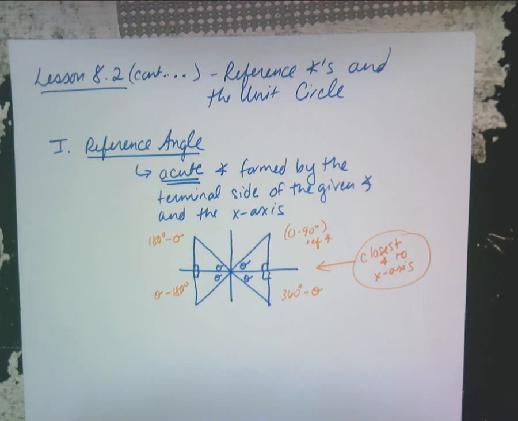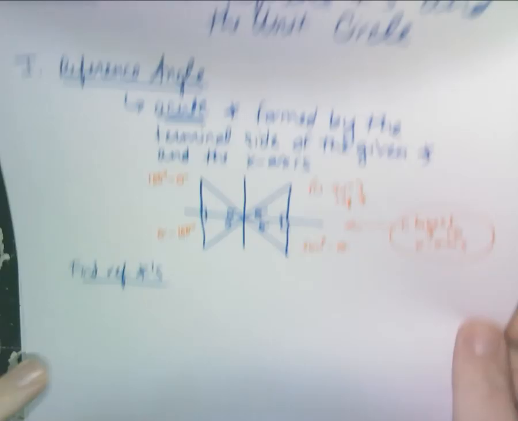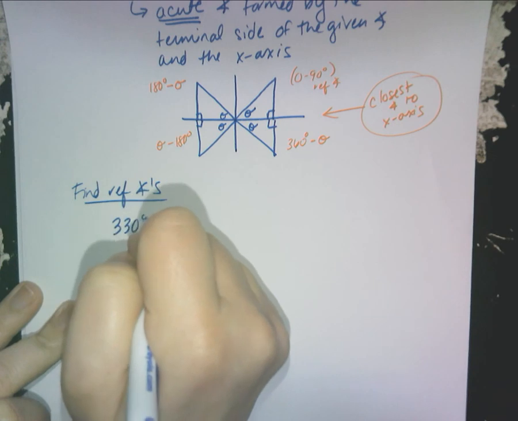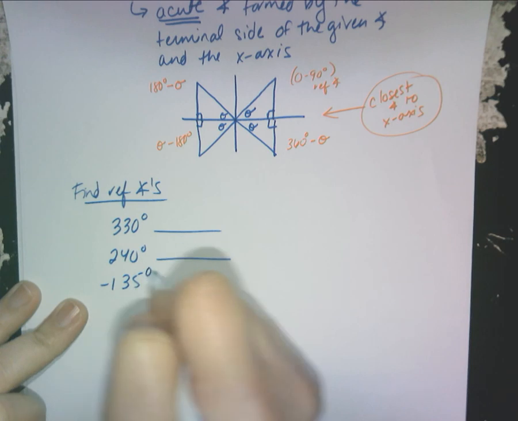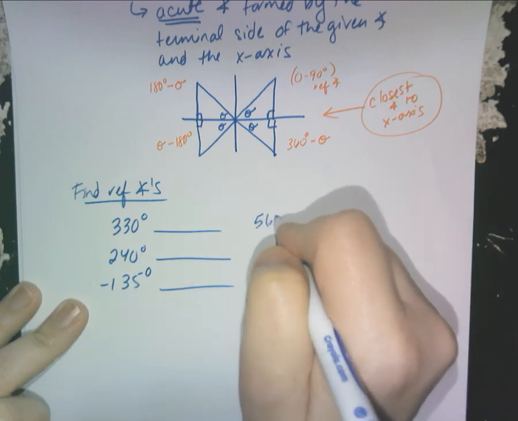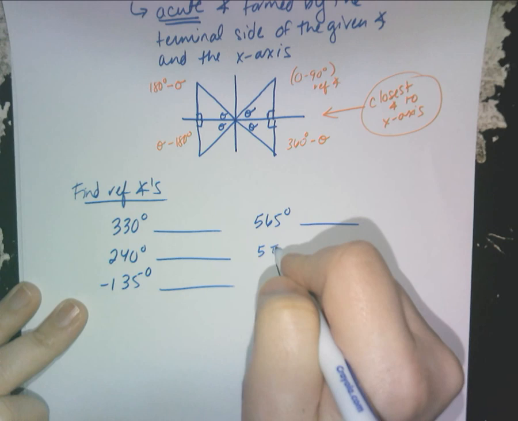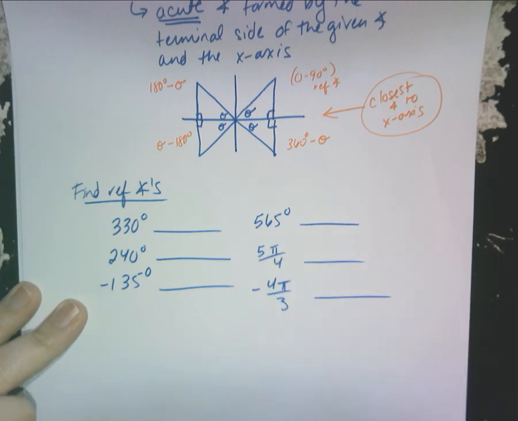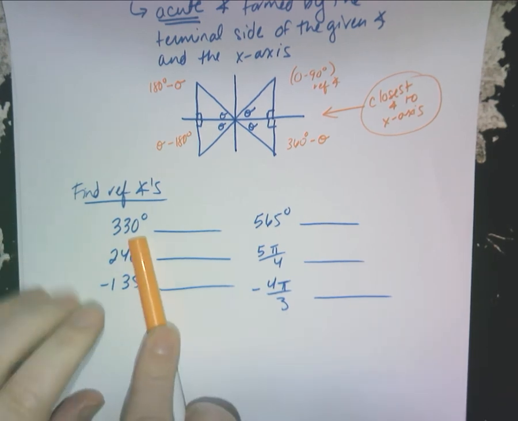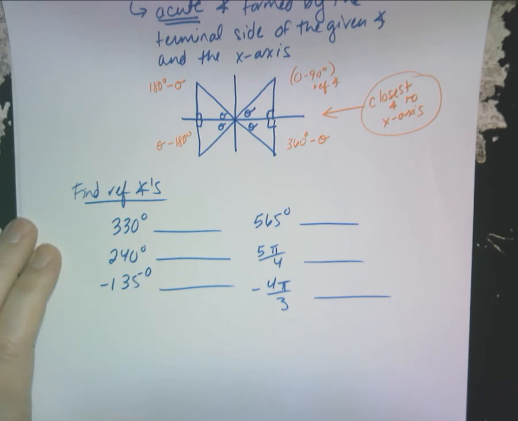So let's just do a few of these real quick. Find reference angles. So 330, 240, we'll do a few degrees, negative 135, 565, 5 pi over 4, and negative 4 pi over 3. Okay, so find our reference angle. So think to yourself, 330, are you closer to 360 or closer to 180? 360, by how much? 30.